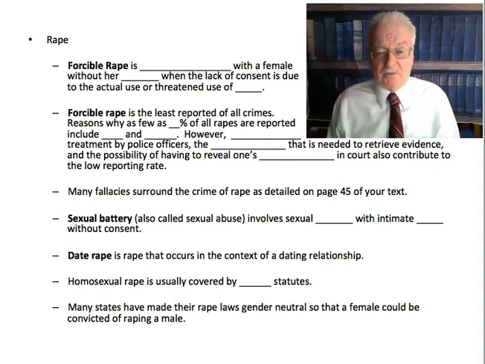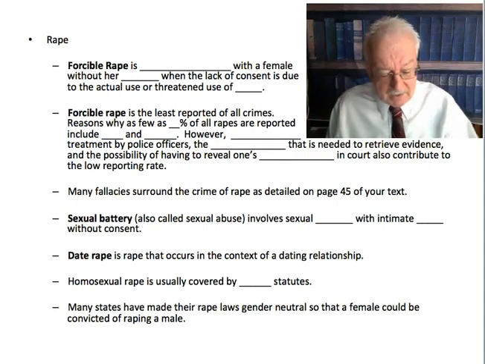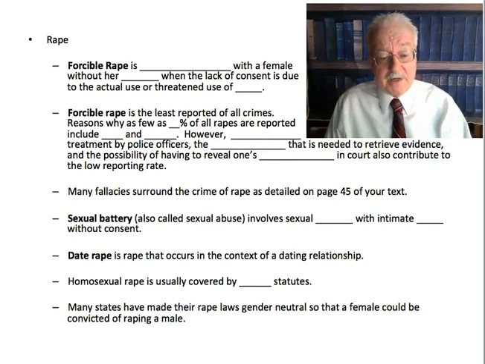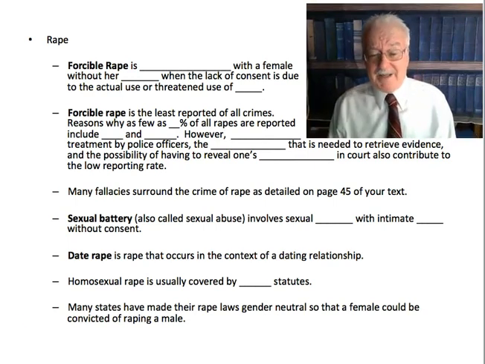But it's forcible rape when the lack of consent is due to the use or threatened use of force. Now, forcible rape is the least reported of all crimes. And in fact, as few as 16% of all rapes are reported. Reasons include fear and shame. Fear of retaliation from the rapist later on, or friends or family members of the rapist.